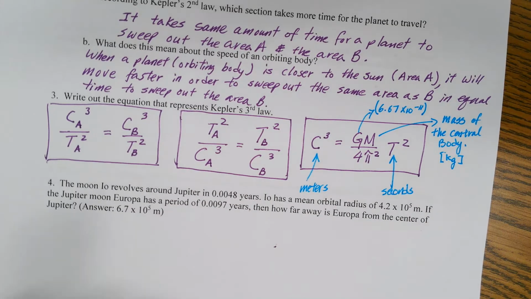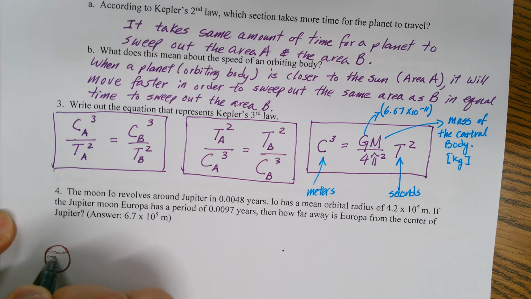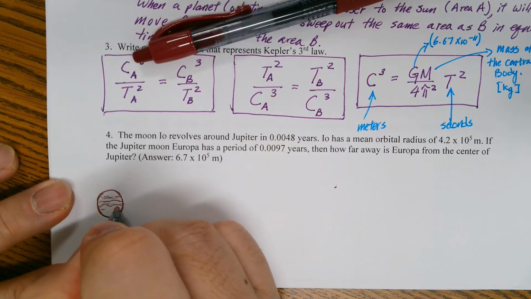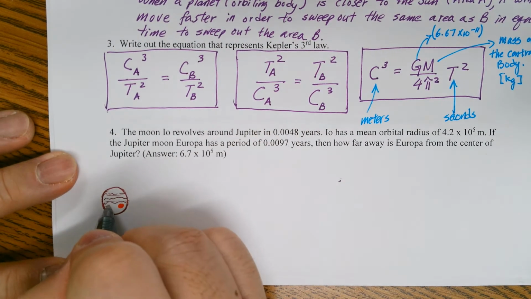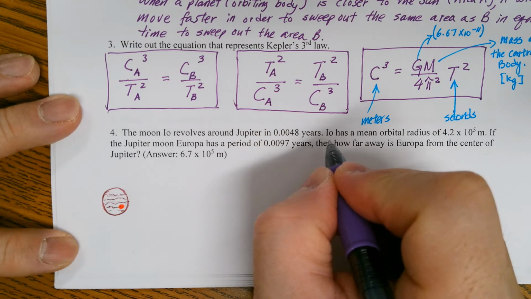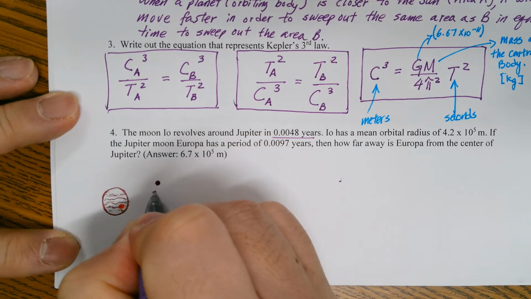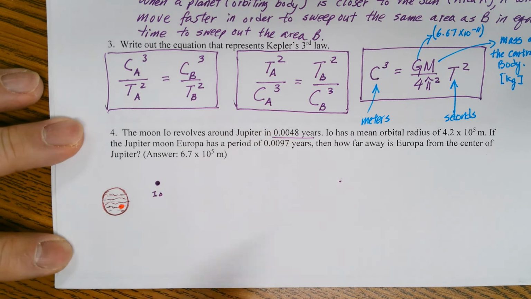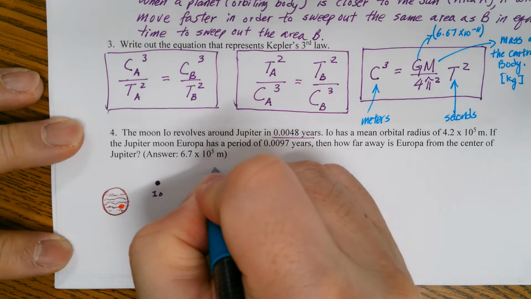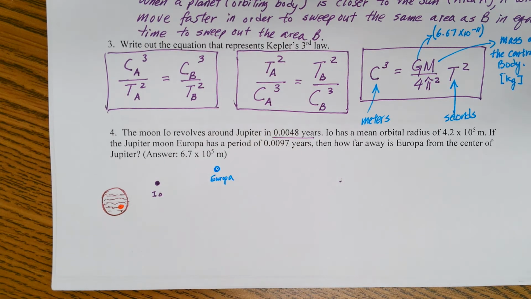Okay, so to give a visual representation of this, right? Here is Jupiter, and here's the big red spot on that Jupiter. And here is Io, and here is Europa.